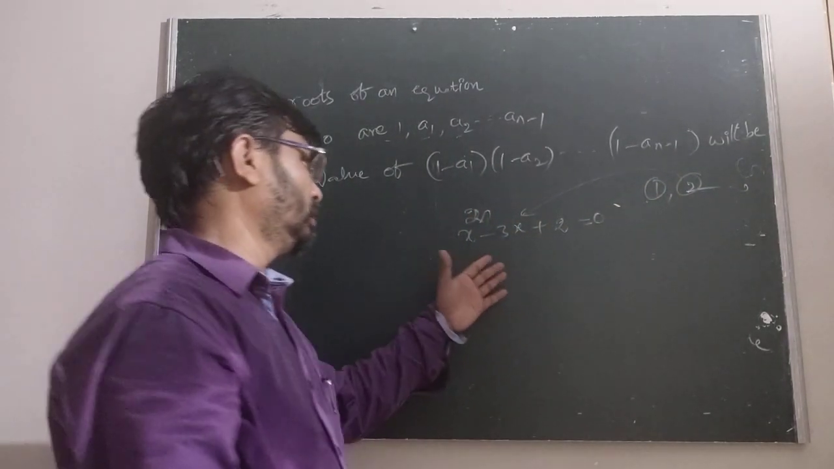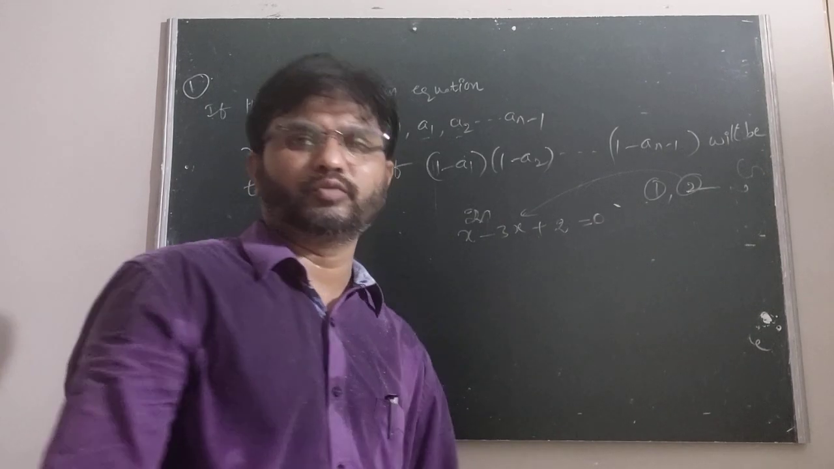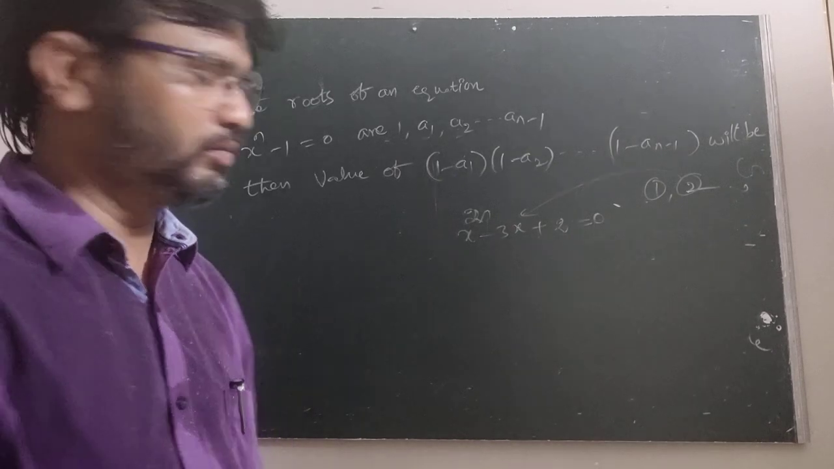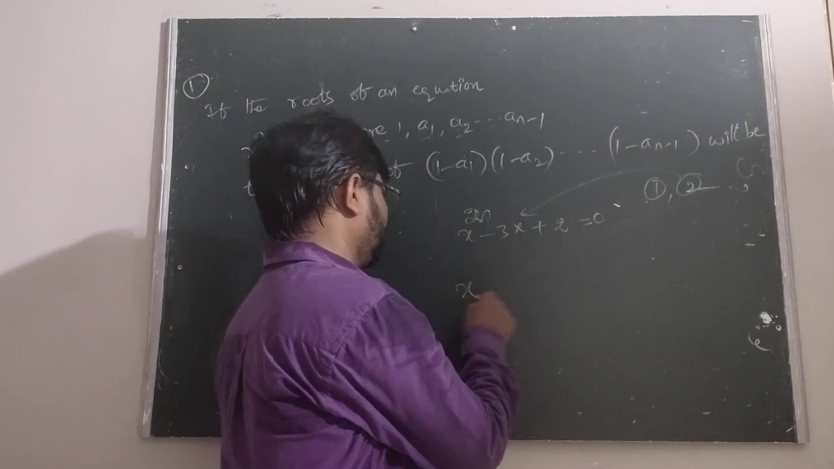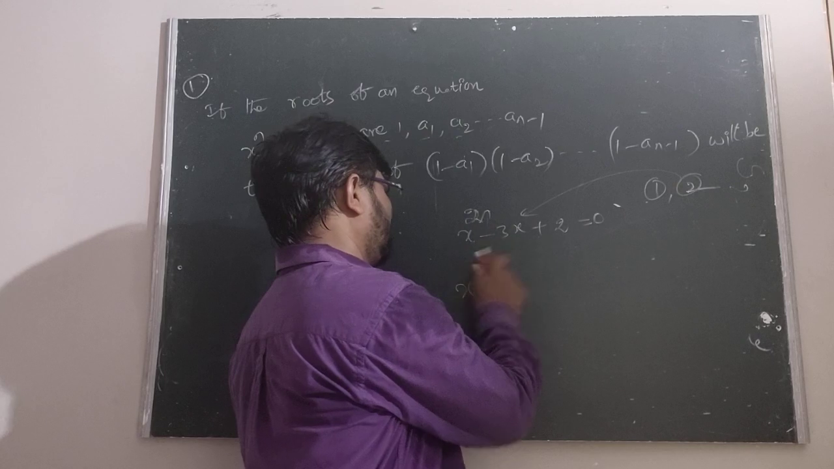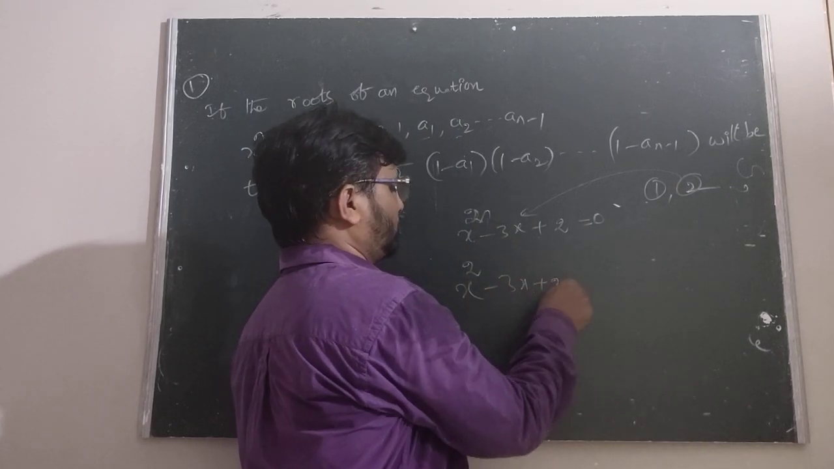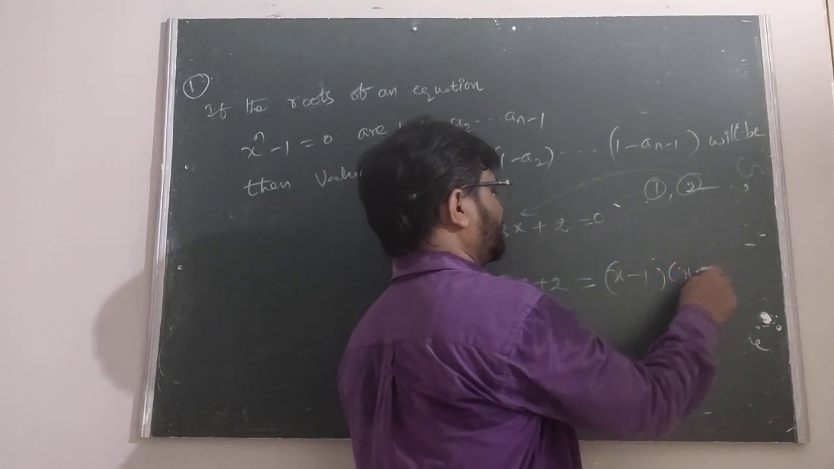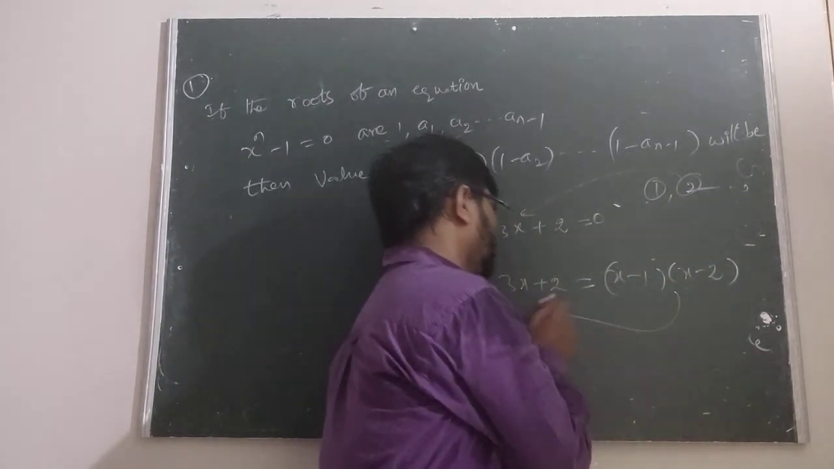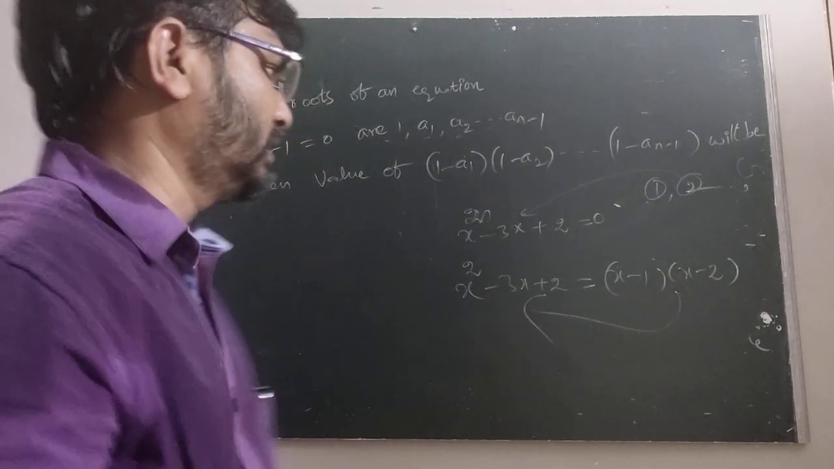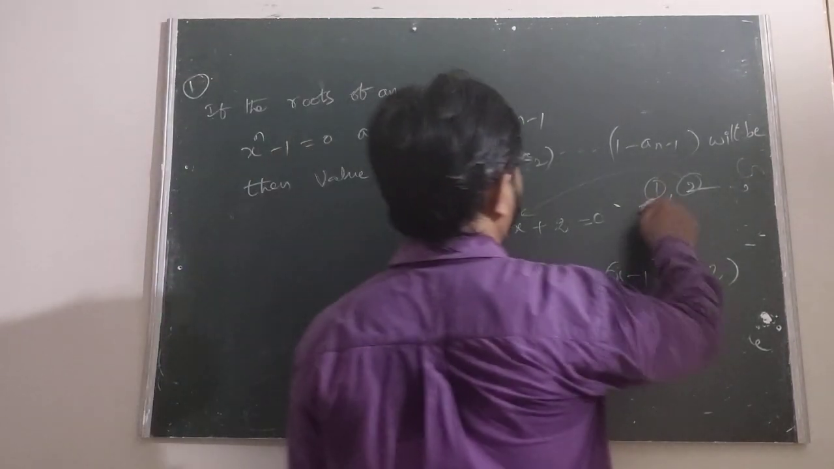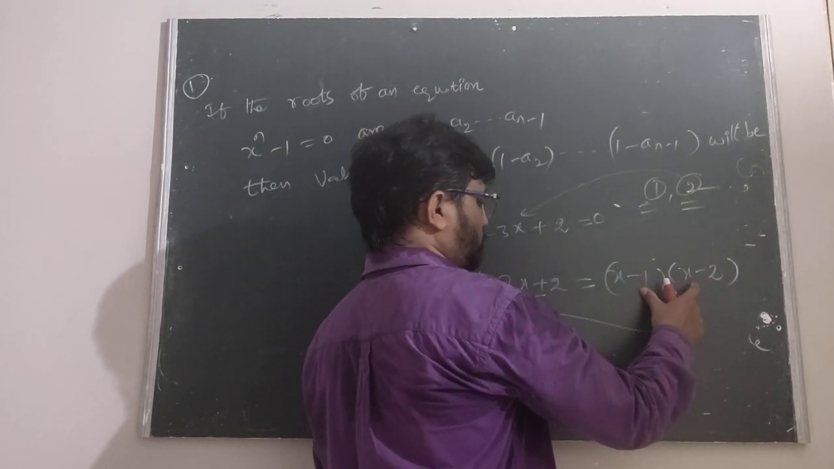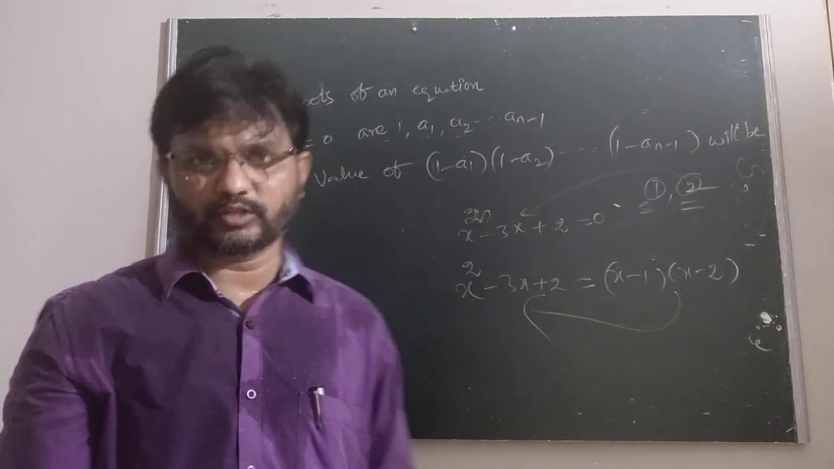How is it, sir? Simply you can expand it into two factors, or by using the formula minus b plus or minus root of b square minus 4ac by 2a. So x square minus 3x plus 2, the roots are 1 and 2. Now the equation can be written as x minus 1 into x minus 2. After multiplication we get x square minus 3x plus 2. That means x minus 1 is a factor, x minus 2 is a factor, and the product of these two is x square minus 3x plus 2.